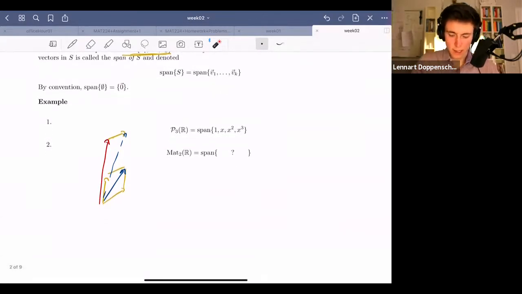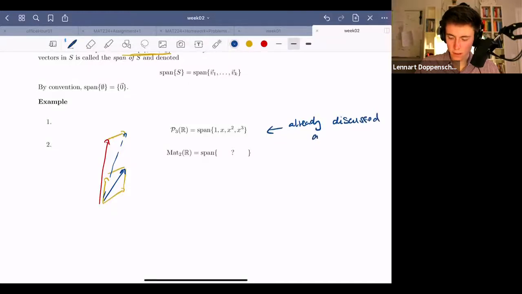And as we saw in the previous discussion already, just now with a new notation, this was already discussed above: the span of these monomials actually gives you back any kind of polynomial. If you just tweak the coefficients in the combination, that tweaks the coefficients in the polynomial.